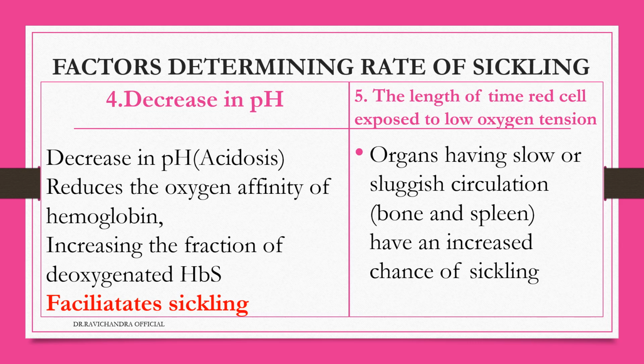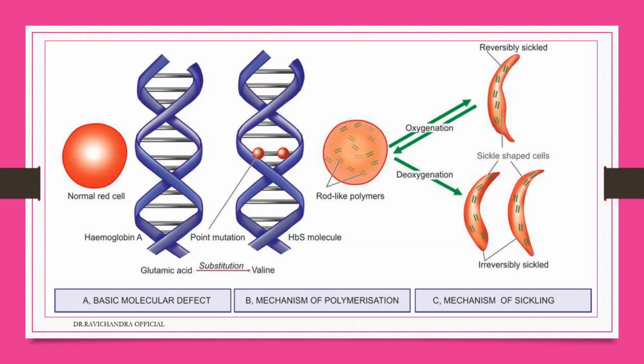Decrease in pH, that is acidosis, reduces the oxygen affinity of the hemoglobin. Thereby, there will be an increase in the fraction of deoxygenated hemoglobin S, which will facilitate the sickling. The length of time the red cell is exposed to low oxygen tension matters, that is, the organs having slow or sluggish circulation like bone and spleen have an increased risk of sickling. So this is a diagrammatic picture showing the basic molecular defect, that is glutamic acid is substituted by valine at the sixth position of the hemoglobin gene on chromosome 11, which is a point mutation, and there will be polymerization, and as a result there will be sickling.